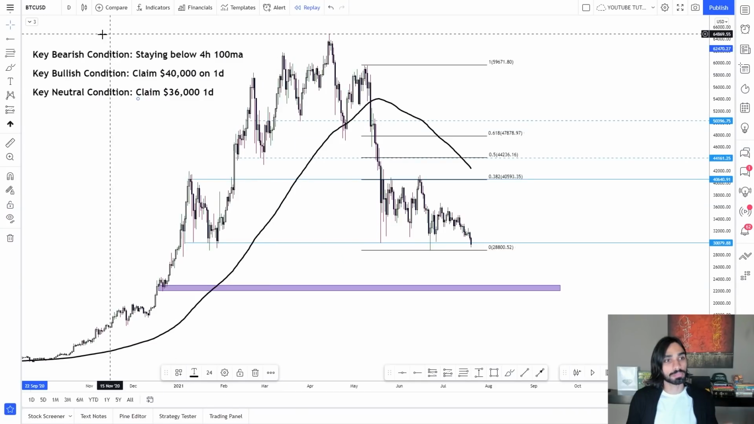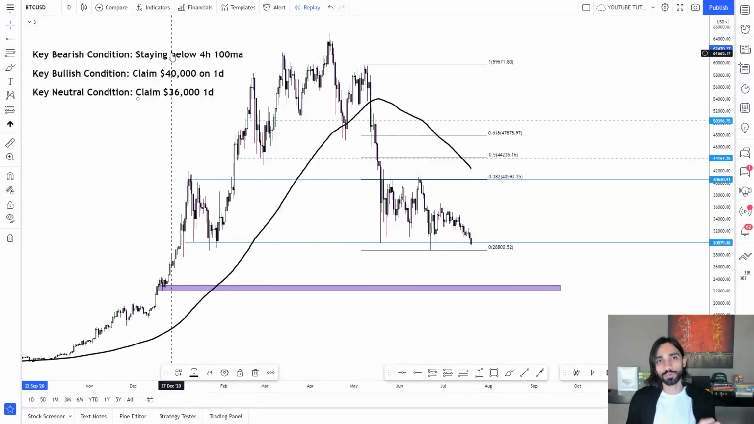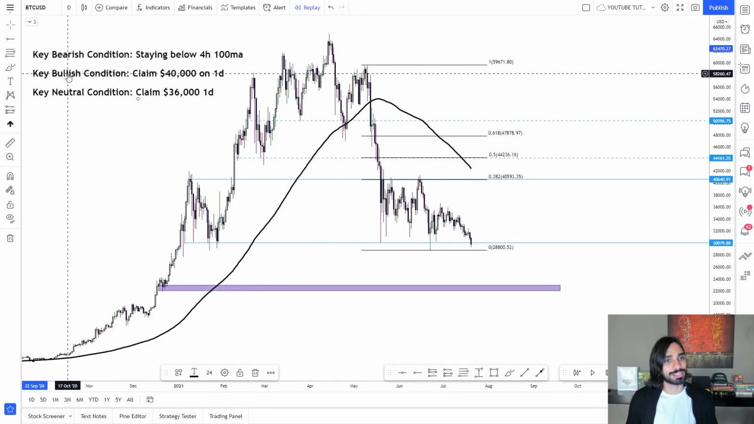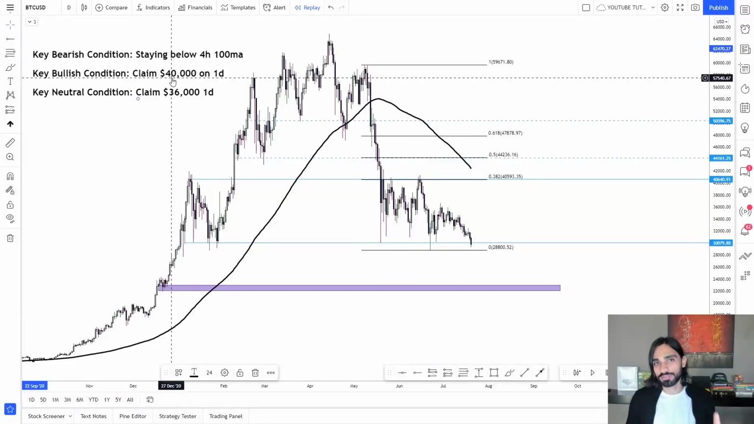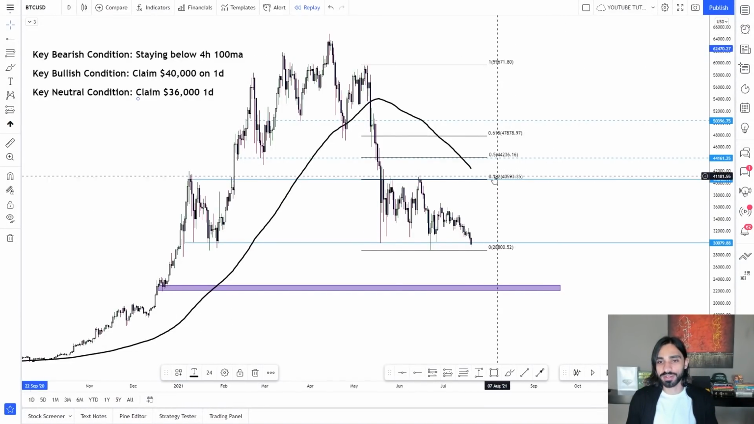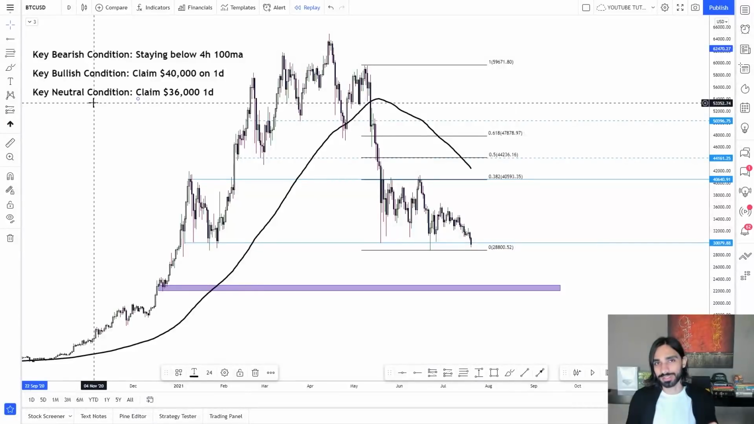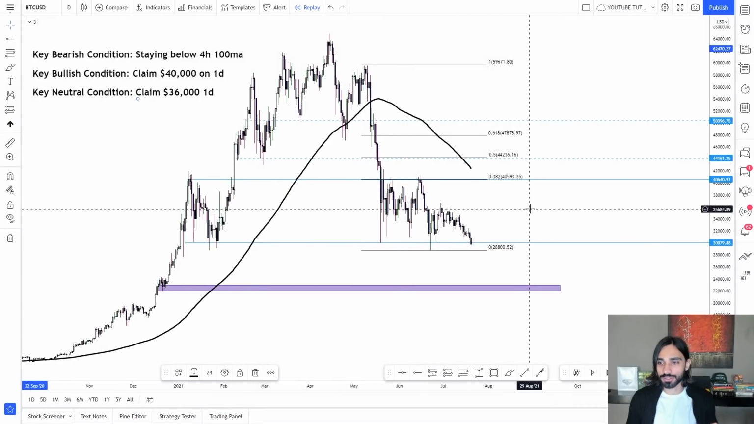So that's our analysis complete. Key bear condition, staying below the 4-hour 100 moving average. Key bullish condition, claiming the $40,000 level on the 1-day over here. Key neutral condition, claiming the $36,000 level on the 1-day over here.